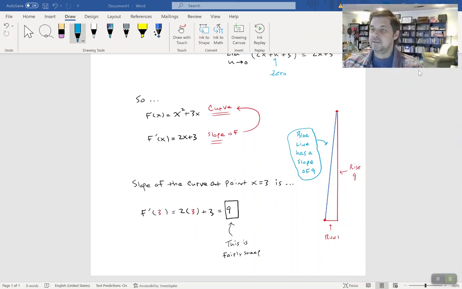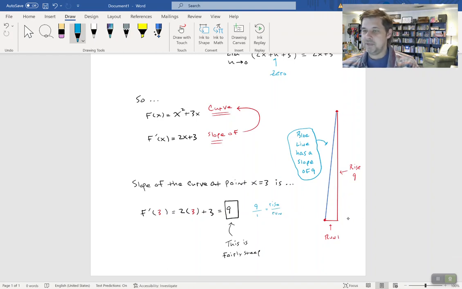Now, if you're going to do anything with math, it's important to understand the concept of slope. So when I say that the slope is 9, here's what I mean. The curve at this point is such that you run 1 and rise 9. That's fairly steep. I mean, slope no matter what is rise over run.